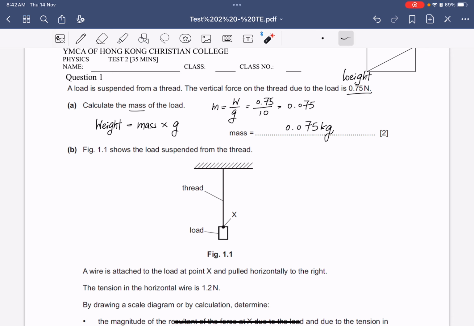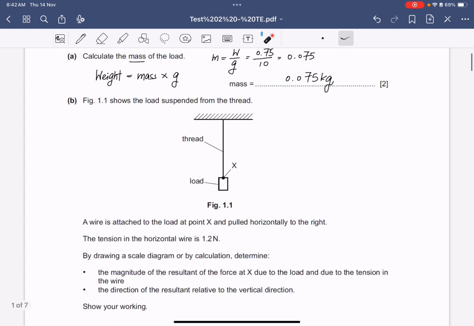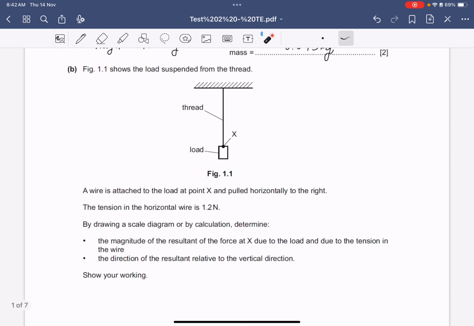calculations. Okay, now Figure 1.1 shows the load suspended from the flat. So this is the case. A wire is attached to the load at X and pulled horizontally to the right. So the real situation we have now is not just one wire. There's another wire which is pulled horizontally to the right. The tension on the horizontal wire is 1.2 Newton.